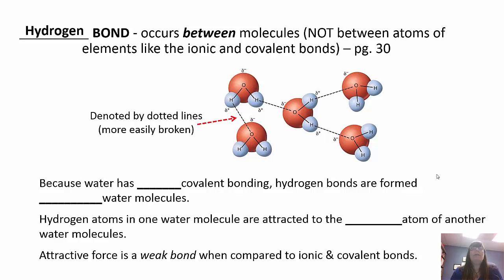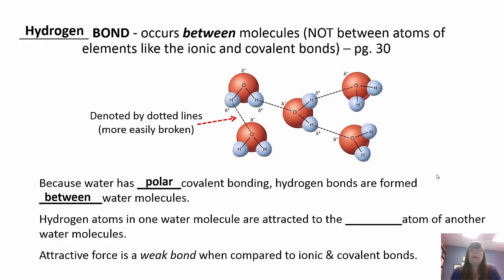Lastly, the hydrogen bonds occur between molecules, not between the atoms, like ionic and covalent. So water, we just talked about, a water molecule has polar covalent bonding within it. But multiple water molecules have hydrogen bonds between them. So it's polar covalent within the water, hydrogen bonds between the molecules. Hydrogen bonds are represented by dotted lines because they're very easily broken.